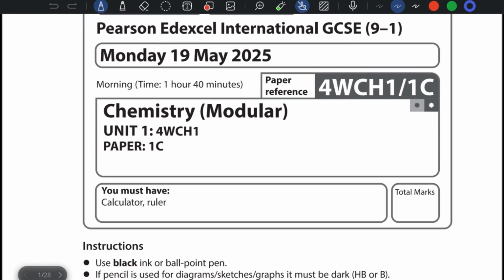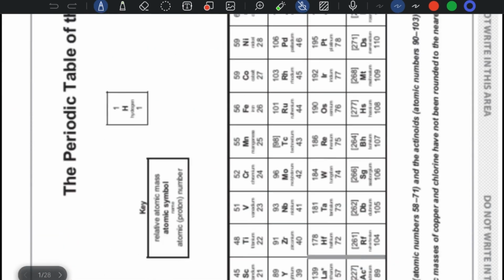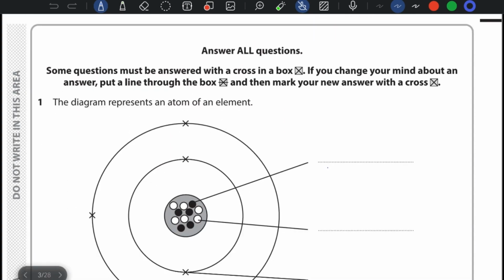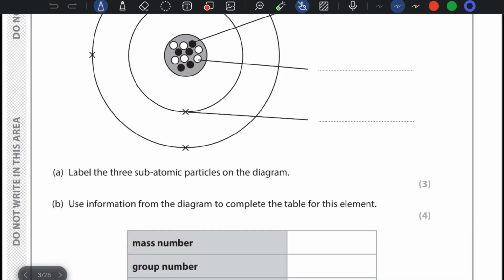Let's start with the first question. As we just mentioned, it's the Unit 1 paper, first modular exam. Prepare your paper and start to solve the first question. First question: the diagram represents an atom of an element. Label the three subatomic particles on the diagram.